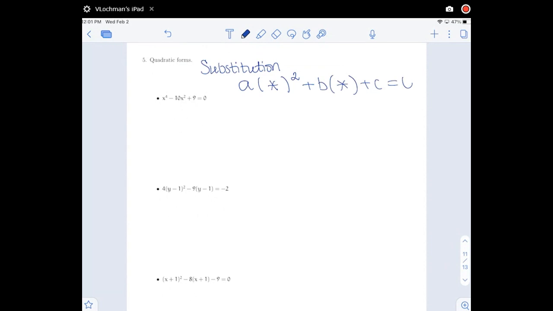But now let's think in more abstract ways. What if it's an expression? What if it's a whole other expression, not just a variable? We should still be able to solve it. Okay, so let's go ahead and take a look at the first problem.